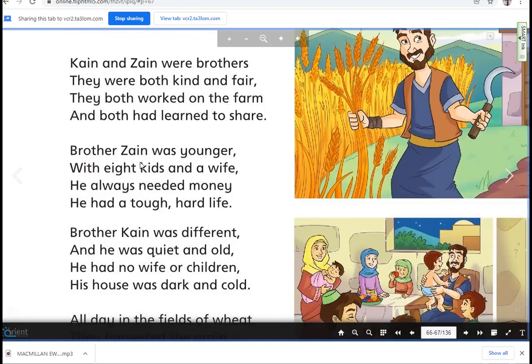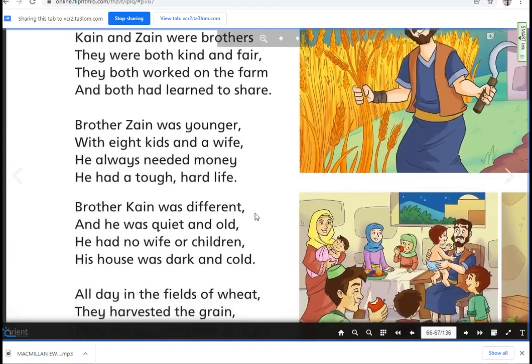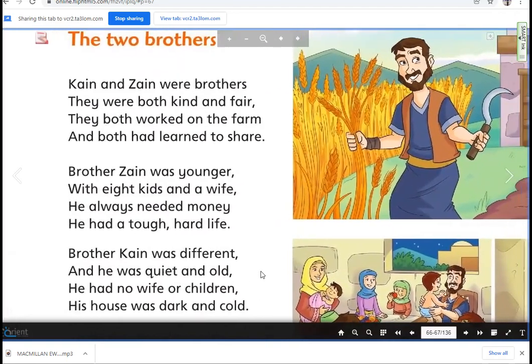They worked on the farm, and they both had to learn to share. Brother Zain was younger, with eight children, eight kids, and a wife. Yeah, now you are great. Thank you, thank you. That's enough.